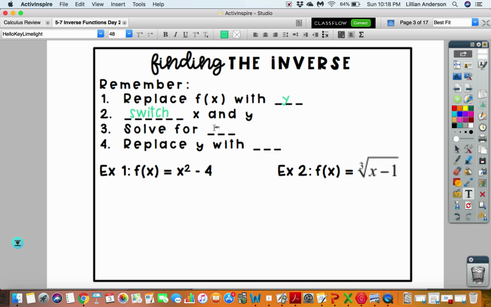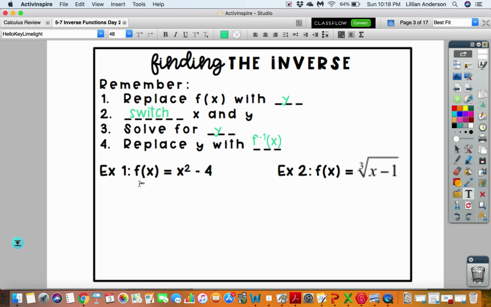After that, you had to solve for, hopefully you said y. Okay, and then of course after you're done doing the algebraic processes, you want to make sure that you replace y with the correct notation, which is f to the negative 1 of x. Or if it's g, you replace it with g to the negative 1 of x, and so on and so forth. It just depends on the function that you're actually given.